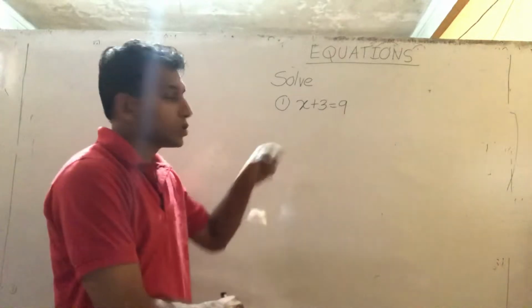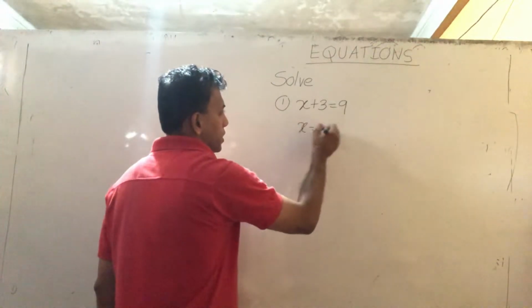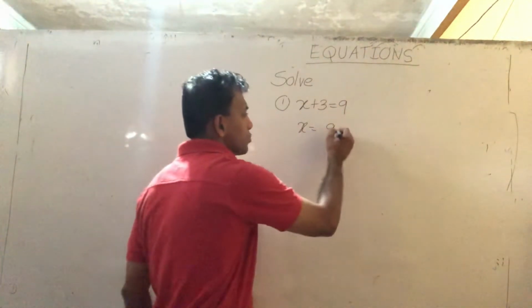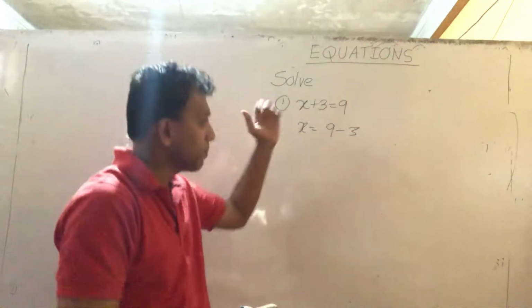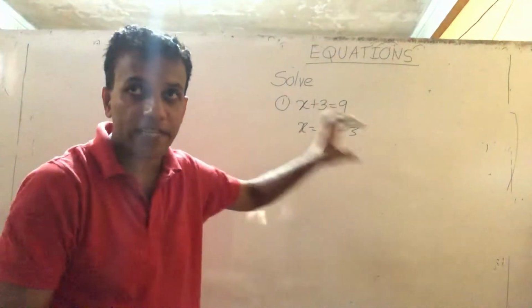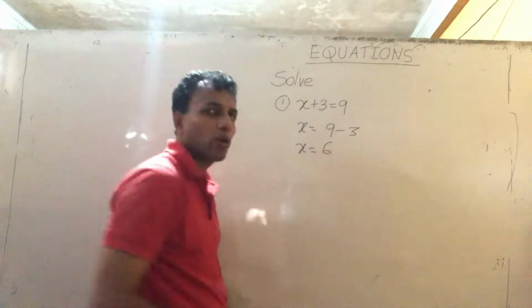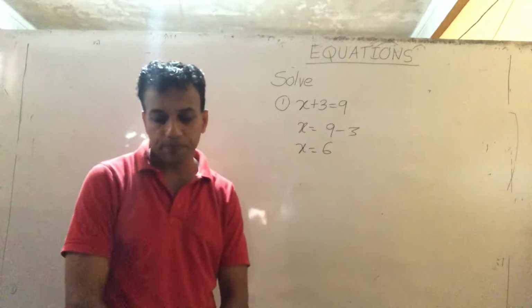Okay, so what is the answer for x? x equals 9, take the plus 3 to the other side as minus 3. That's the inverse operation, right? Take the plus to the other side as minus, because we need the x value. Therefore x equals 6. I hope you know these things. I start from the beginning basically and we go one by one.